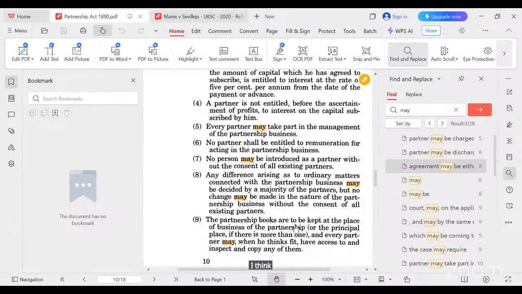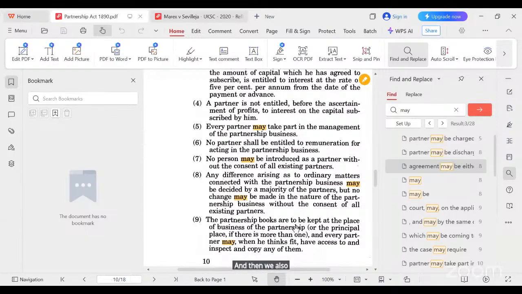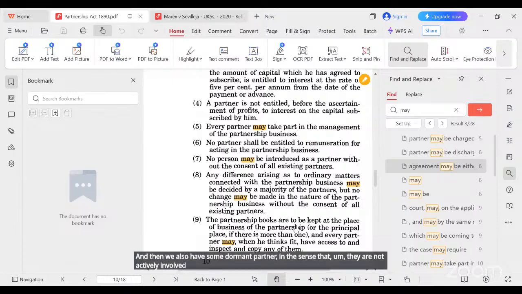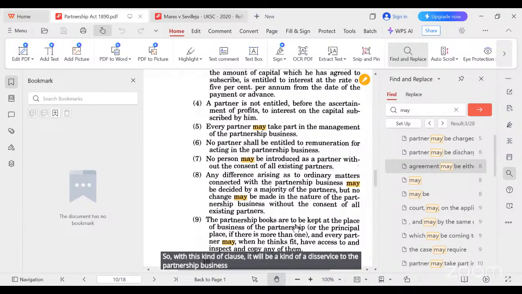I think on this point, there should be a modification of this clause, because in partnership, we still have partners that are active in running the business, and we also have some dormant partners, in the sense that they are not actively involved in the running of the business. So with this kind of clause, it will be a disservice to the partnership business, in the sense that the person actually carrying out the day-to-day running of the business has to be motivated and incentivized in the operation of the business.